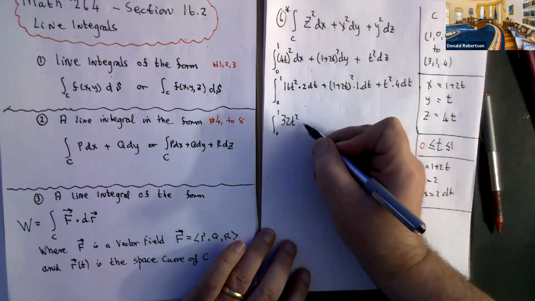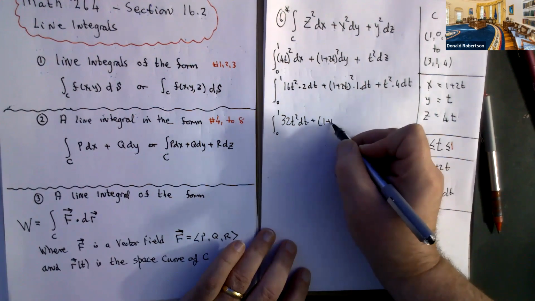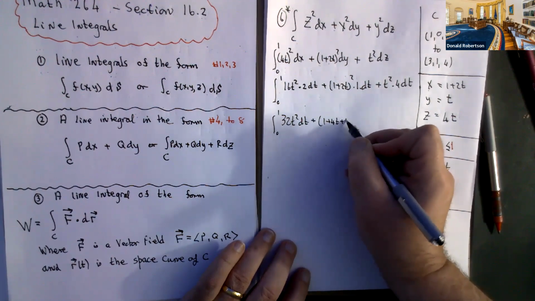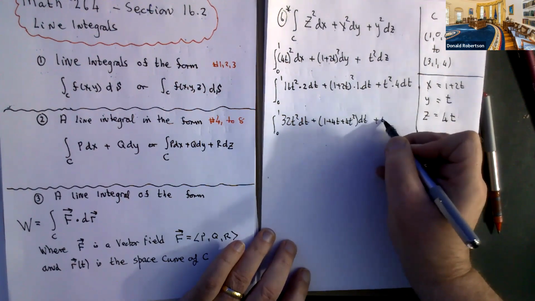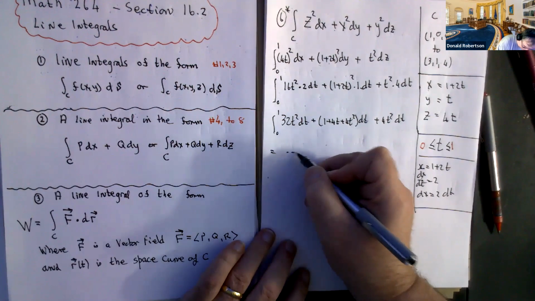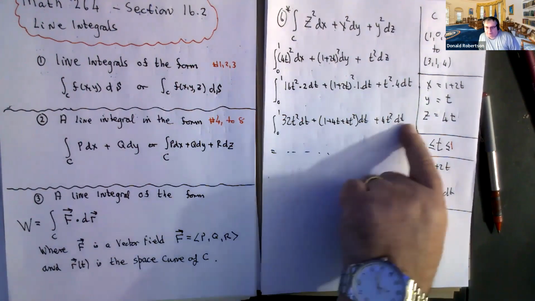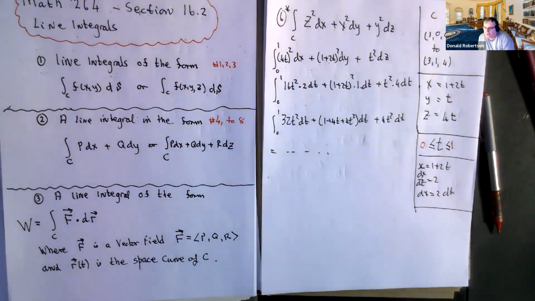32t squared, 1 plus 4t plus 4t squared, and then another 4t squared dt's. And I'll stop here. Wouldn't you combine like terms to get one integral with a dt and use the power rule? And that would be the end of that one.